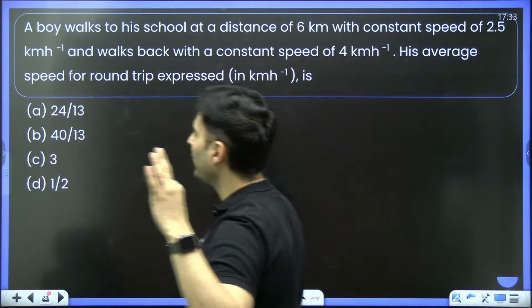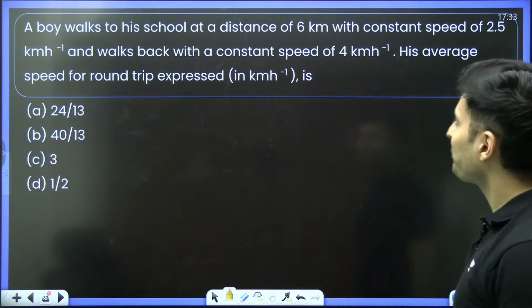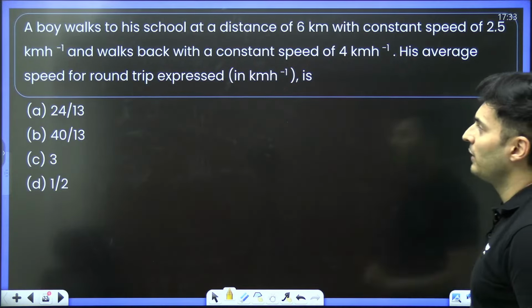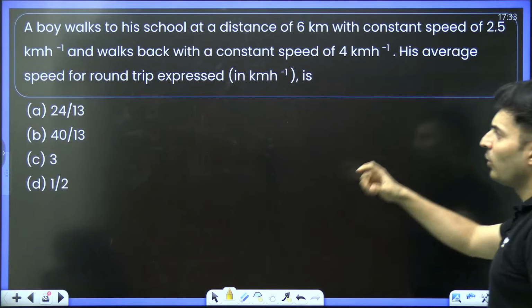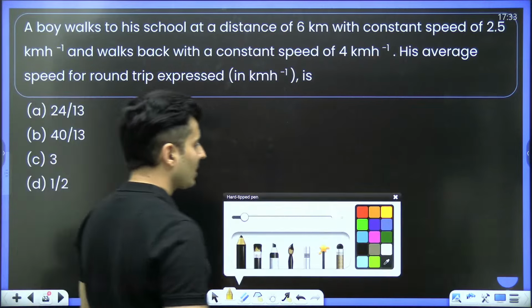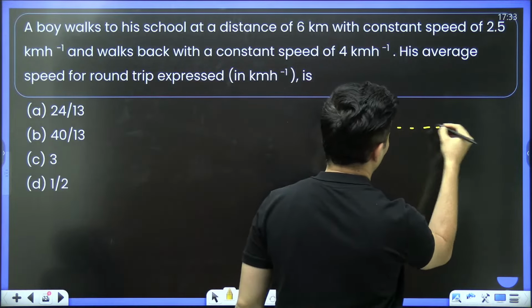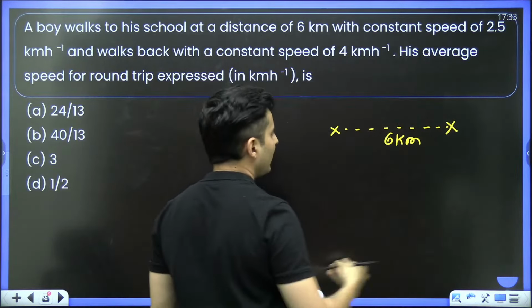Jessica. Moving on, next question, guys, coming up on your screen. Motion in a straight line. A boy walks to his school 6 kilometers away at a speed of 2.5. He comes back with a new speed of 4. What is his average speed for this entire round? Think about it. This particular boy starts from his home, he goes 6 kilometers, reaches the school and again comes back.